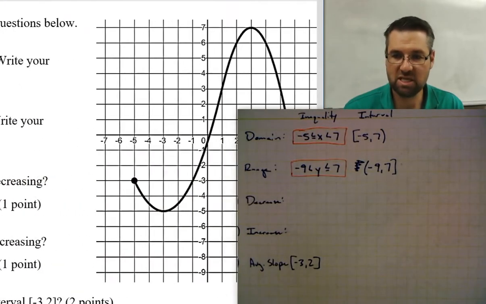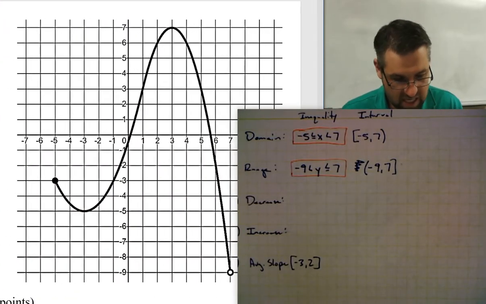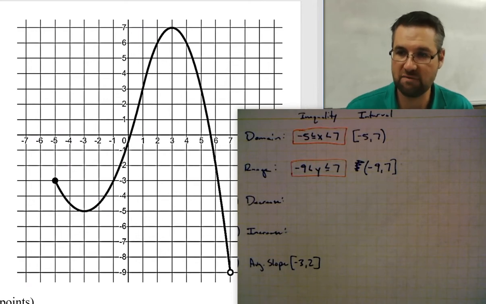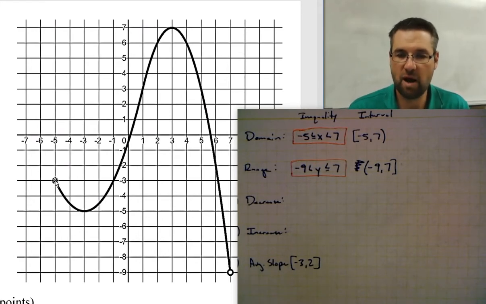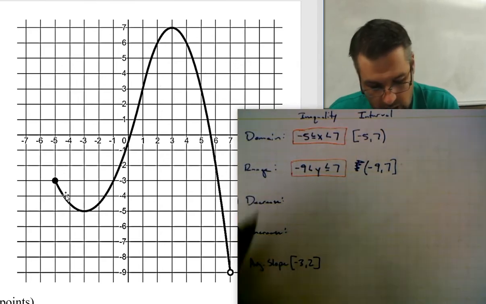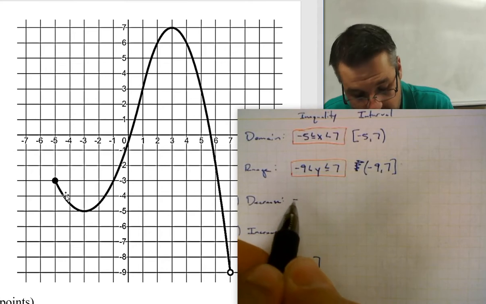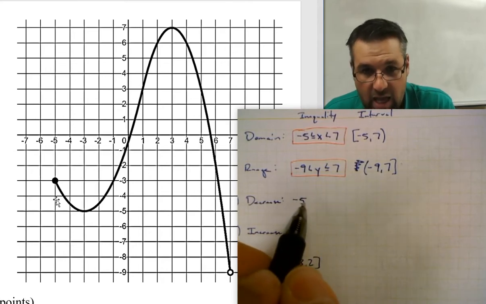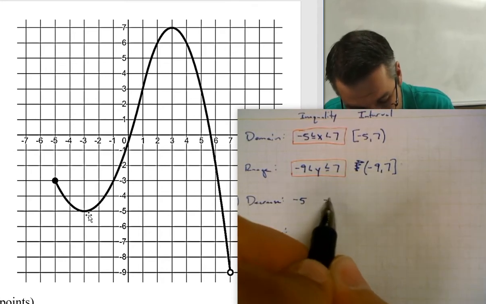Okay. For part C, it's asking for the interval of decrease. So where is this graph decreasing? We can see that this graph is going downhill in actually two different places. From here to here, it's going downhill. And then from up here to down there, it's going downhill. So where does it start going downhill in the first one? It starts going downhill at -5, and it stops going downhill at -3.